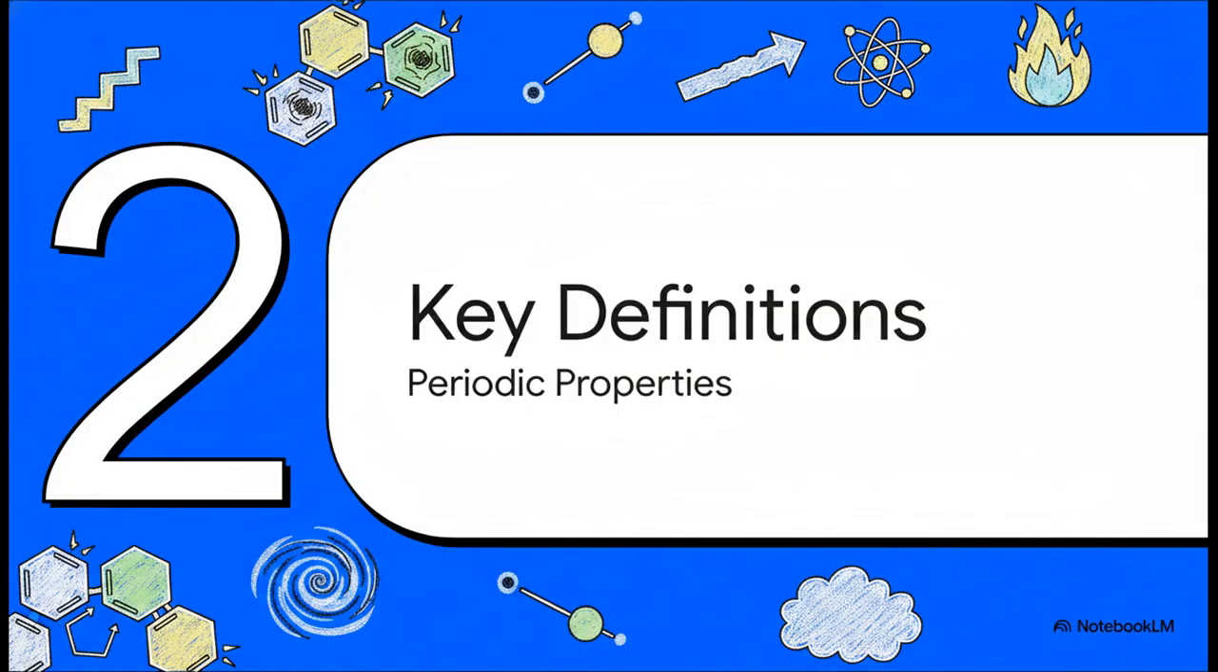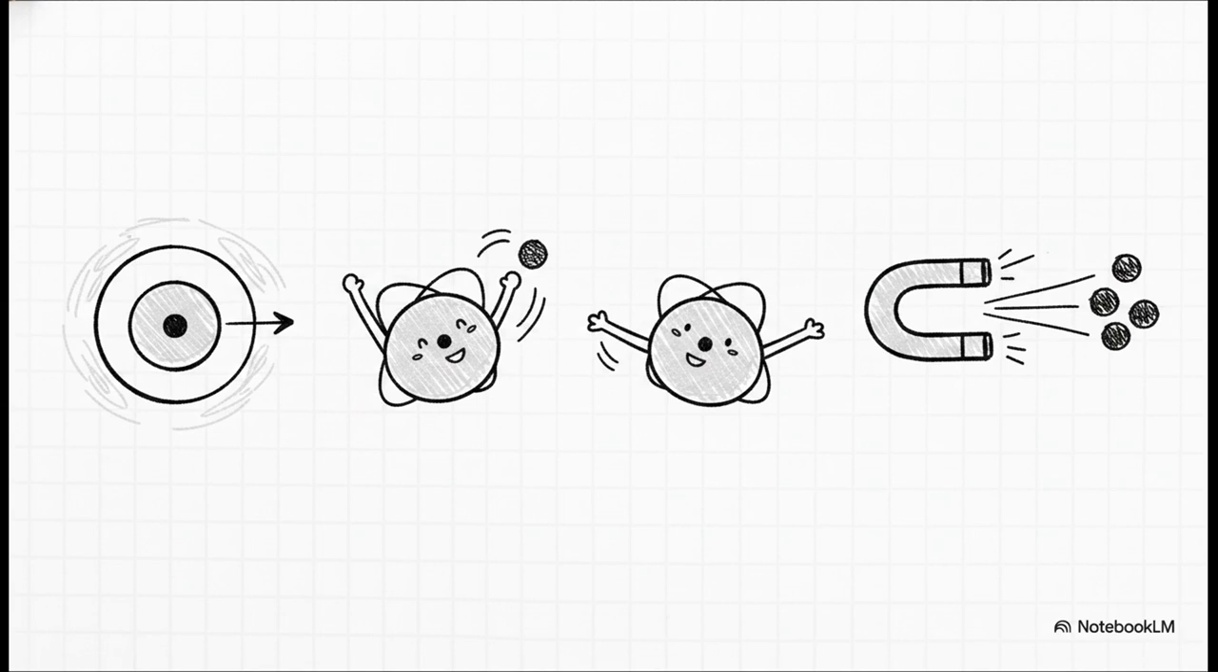Moving right along to part 2, key periodic definitions. Now that we know the map's layout, let's nail down the specific terminology you need to memorize. Okay, here's the core vocabulary you absolutely have to drop in your written answers. Let's break it down so it's super easy to digest. First, the physical trait. Atomic radius.